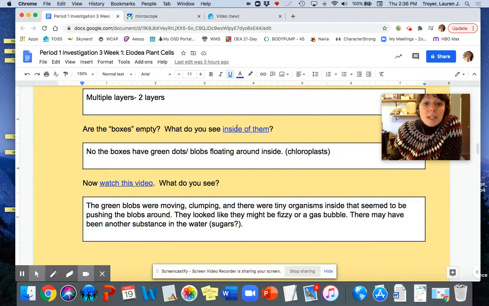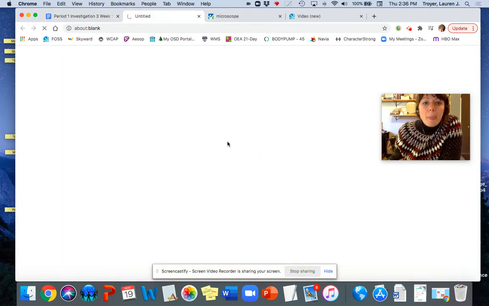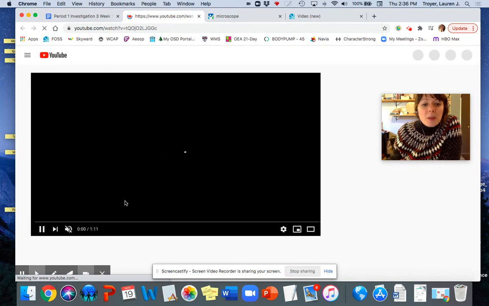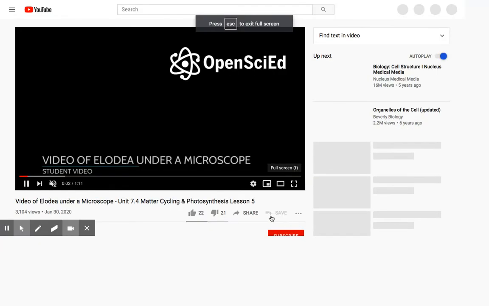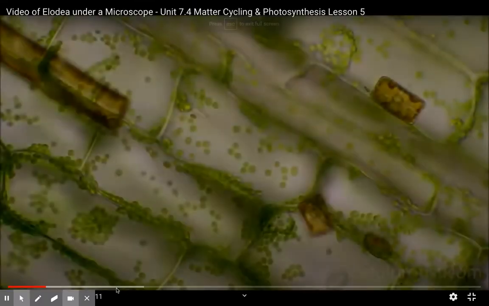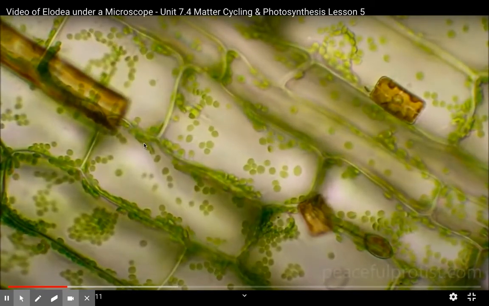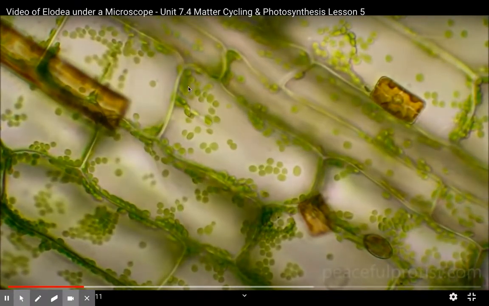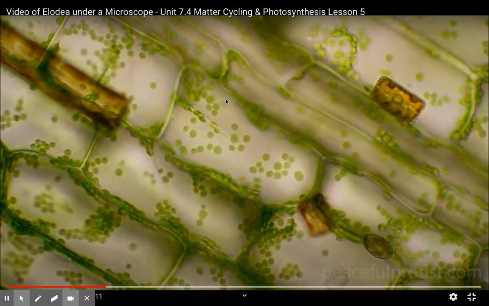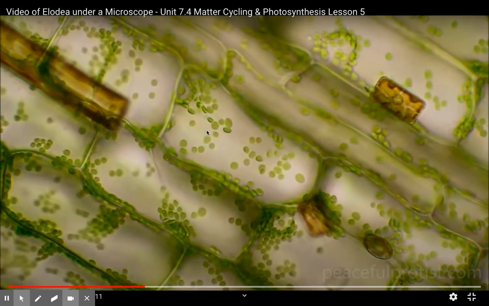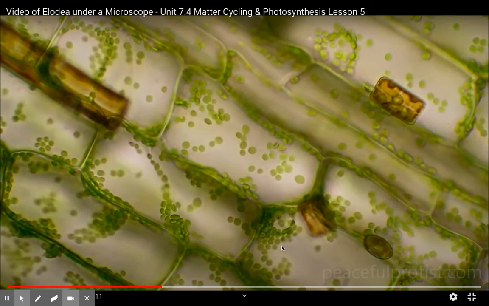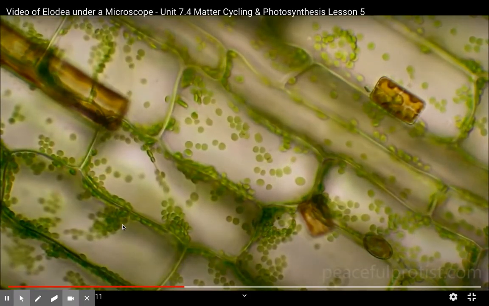Then, are the boxes empty? What do you see inside of them? When we take a look, we notice that they're not empty at all. They are a busy place. Lots of little structures moving around. And we don't know what these are, but they're green blobs. Some kids said maybe these are cells. Some kids said maybe these are chloroplasts, or they look kind of like plates. They're very flat and round. Those were all good observations.